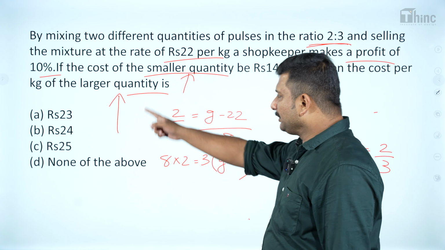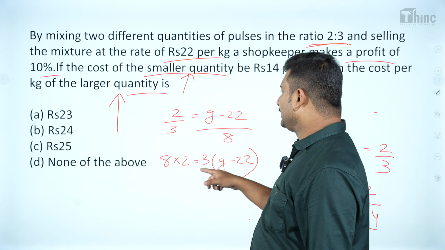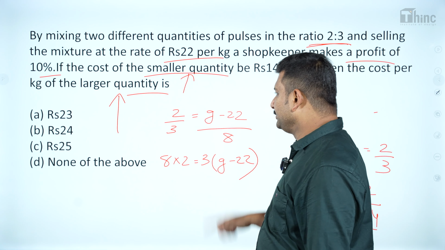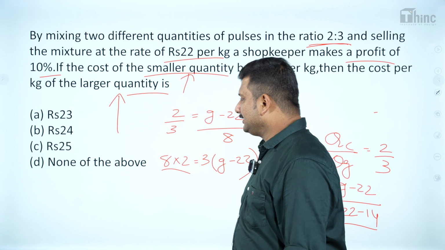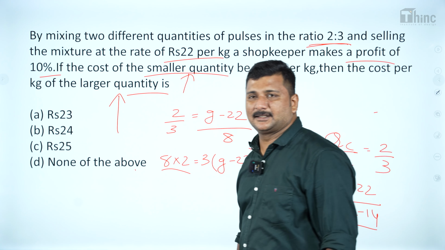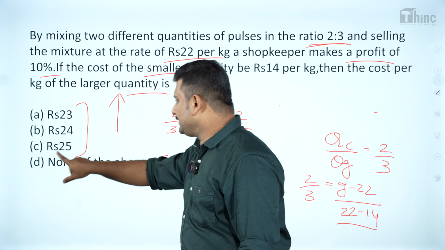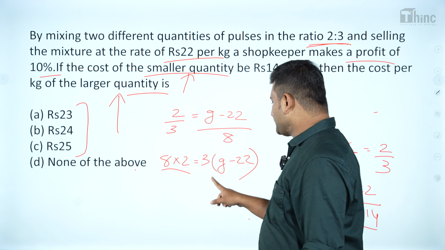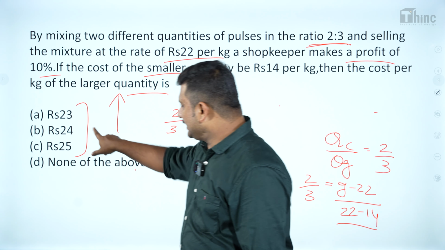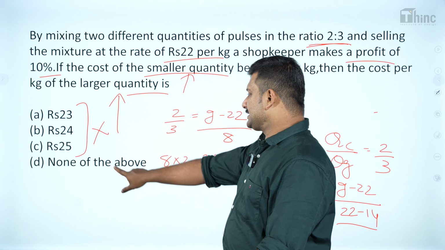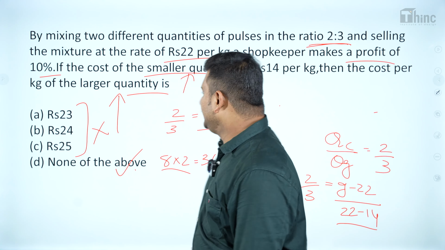None of the options gives us 16. If you substitute 23, it is 3 into 1. If you substitute 24, it is 3 into 2. If you substitute 25, it is 3 into 3. So none of them is giving us 16. So none of the above, option D, is the correct answer. There is no need of solving it further. You can just substitute the G value, as they are asking. If you substitute any of these options for G, you do not get 16 by any chance. So all these three are not the correct answers, and obviously option D will be the correct answer. I believe this is clear for you.